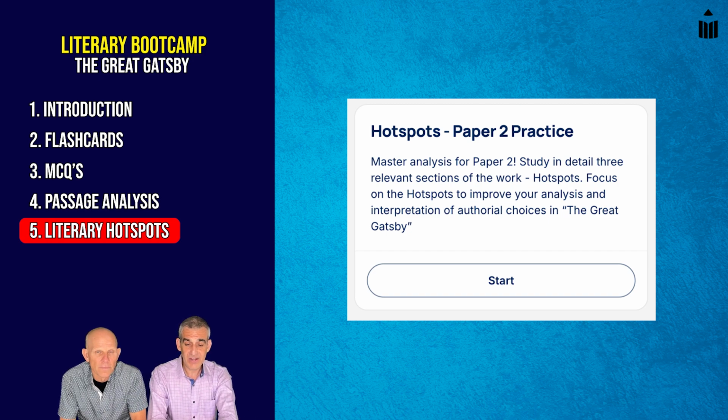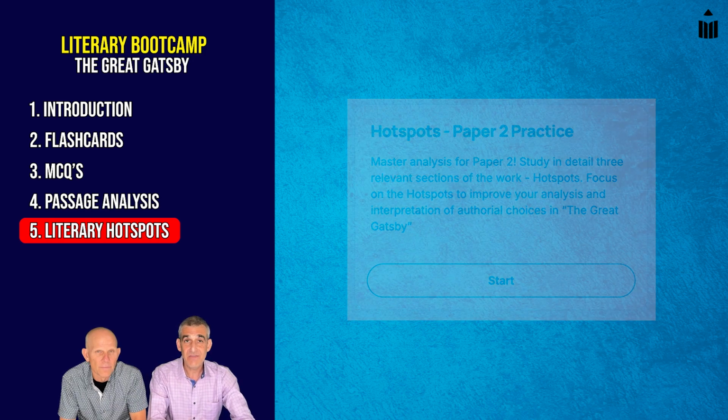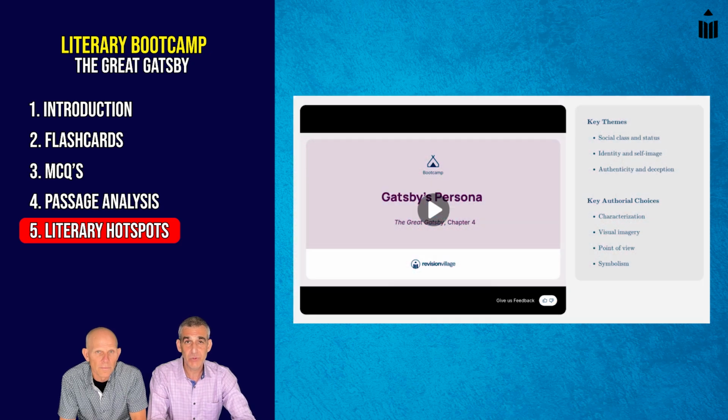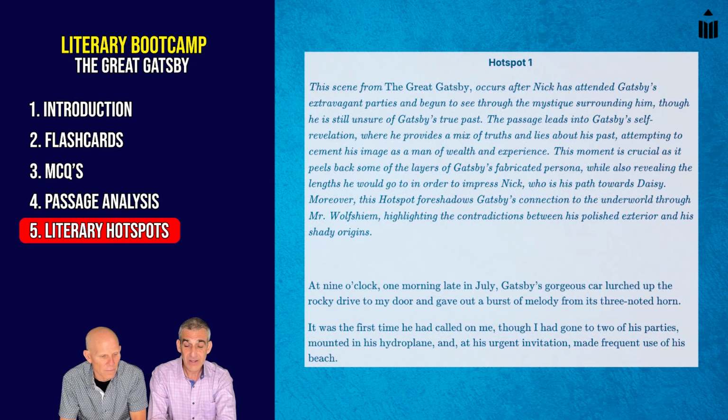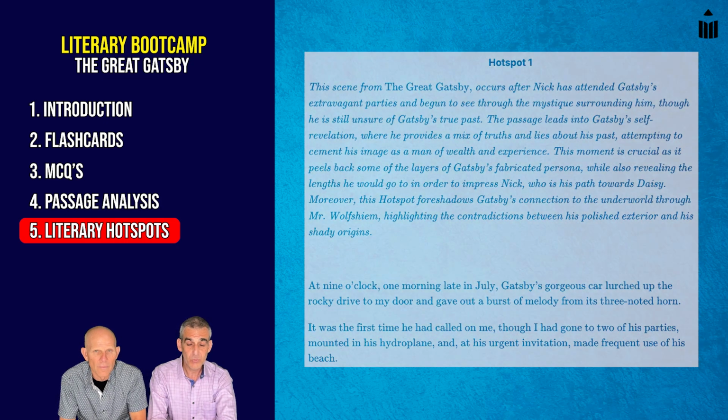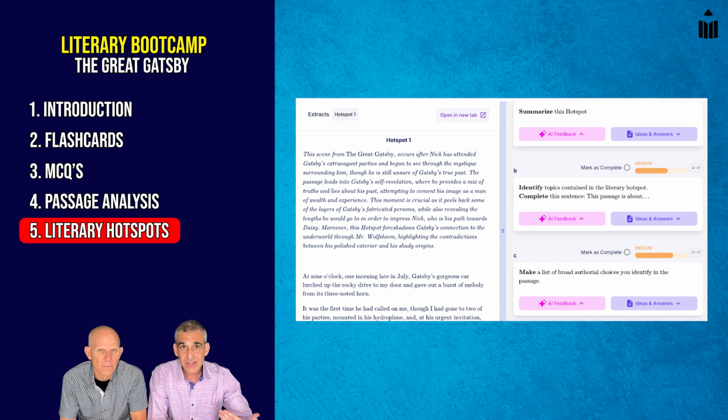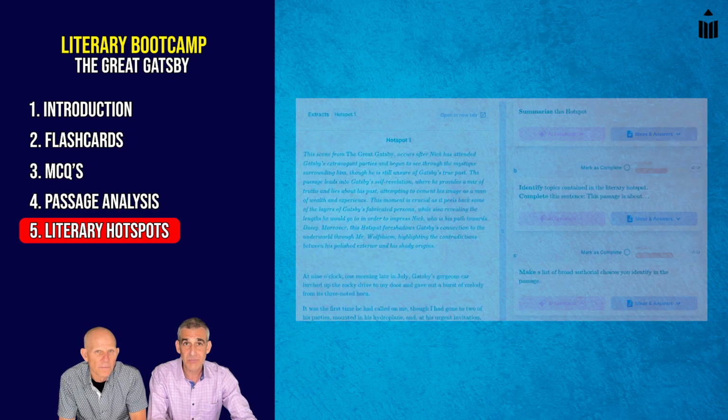So if you click on the hotspot section, once again, you'll see a video where Dave and I are explaining each of the 3 hotspots that we've chosen. These are the critical moments of the text that we believe students need to know to excel on paper 2. After the video, the student will have an opportunity to look through the hotspot, and once again, they'll have questions with detailed answers that bring kids further along their pathway to mastering paper 2.